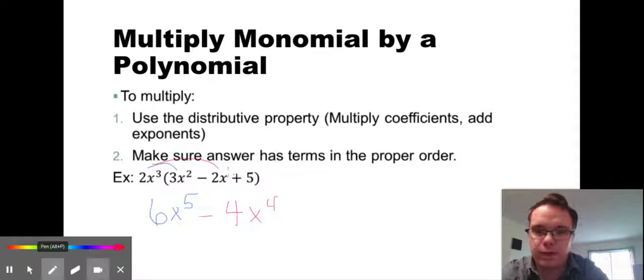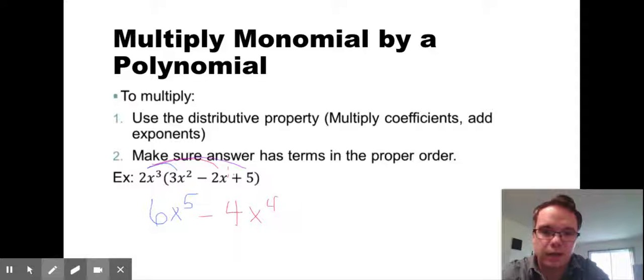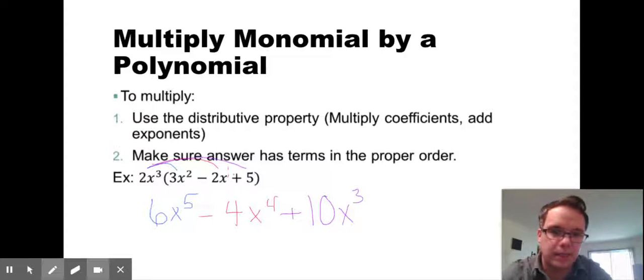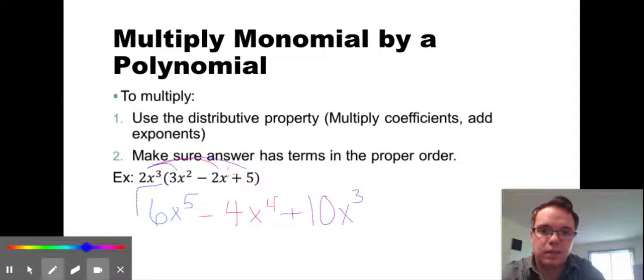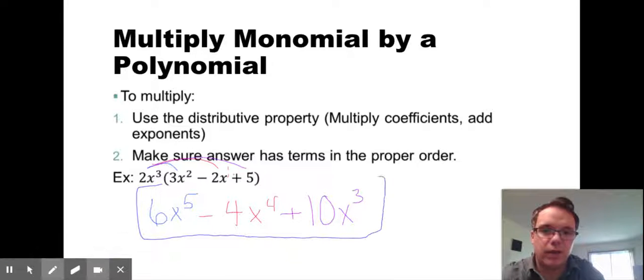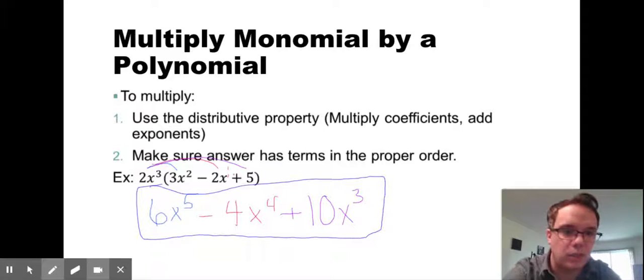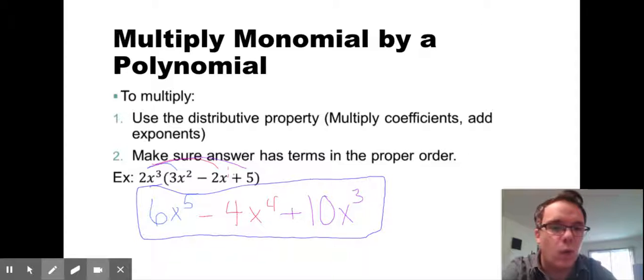And then we're going to take our 2x cubed and multiply it by our 5. So 2 times 5 is 10. And there's no power to multiply by the x cubed, so it stays x cubed. So if we distribute that 2x cubed, our product is 6x to the 5th minus 4x to the 4th plus 10x cubed. So you don't have to use box or FOIL if you're just multiplying a monomial.